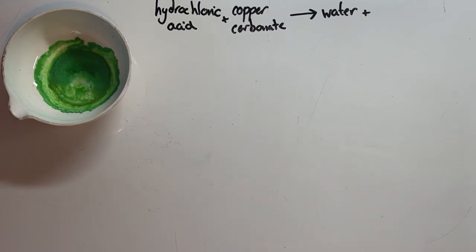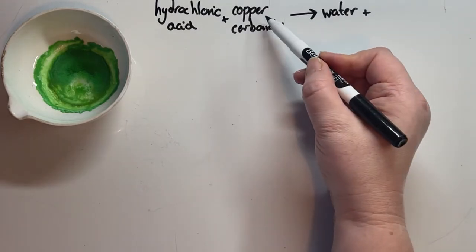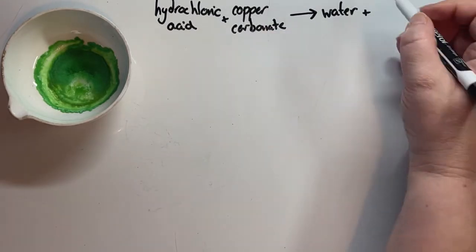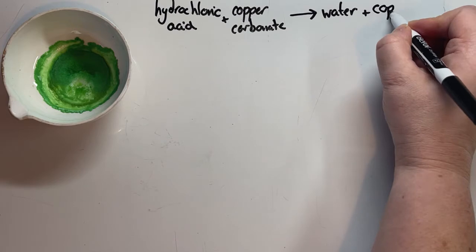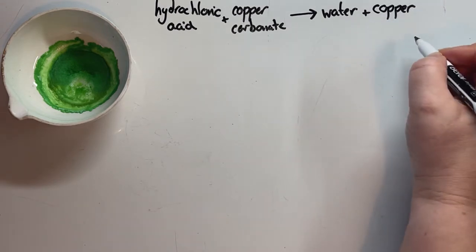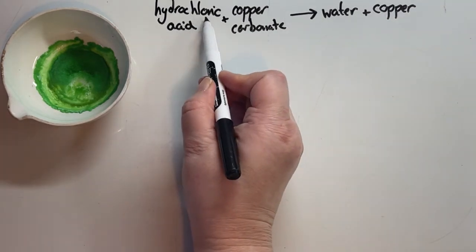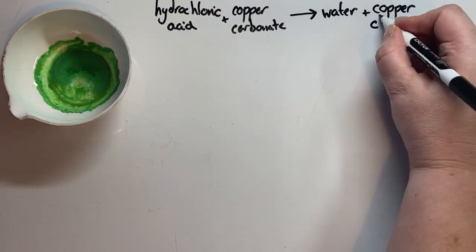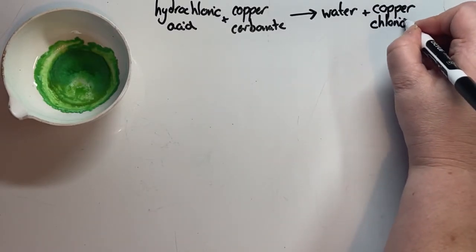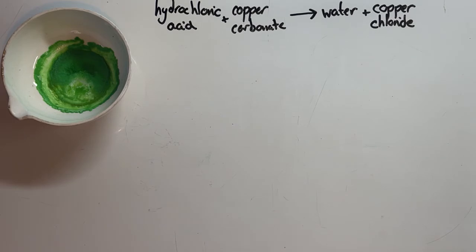In the acid-alkali reaction, we made a salt. And again, we make a salt here. It's named similarly, where we take the first name from the base. So we get our copper, and the second name comes from the acid. So the green solid that's in the evaporating basin is copper chloride.